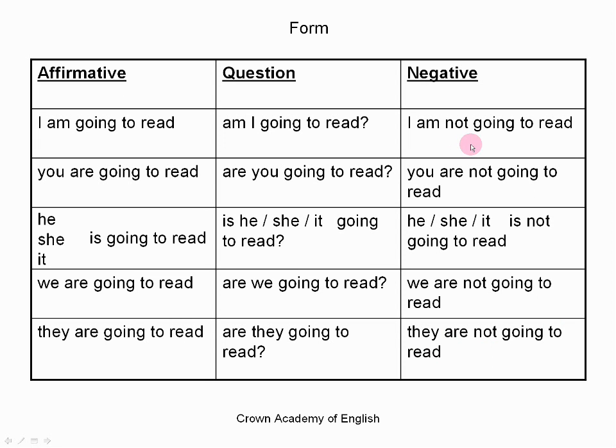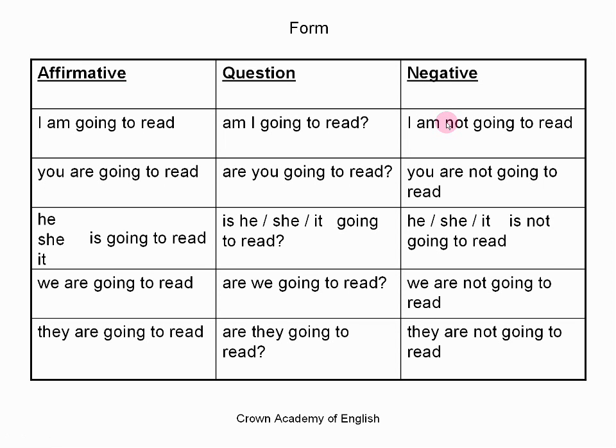So the important word here is the word not. In the negative, we add the word not in between the verb to be here and the word going. So going is the present progressive of the verb to go. So everywhere on all of these we add the word not. Okay, so we have the affirmative, the question, and the negative.